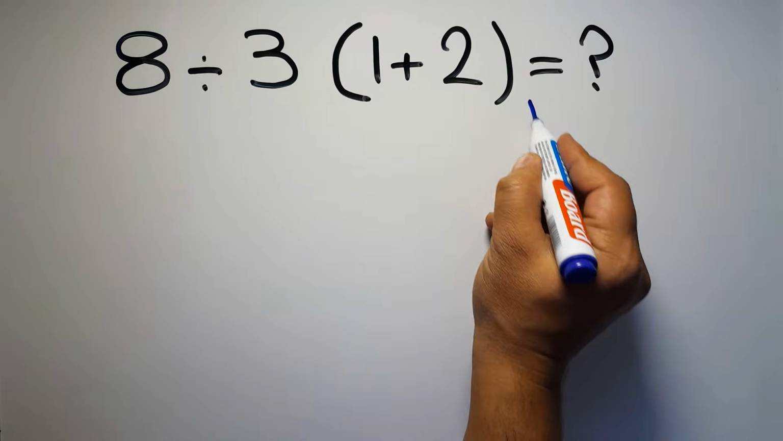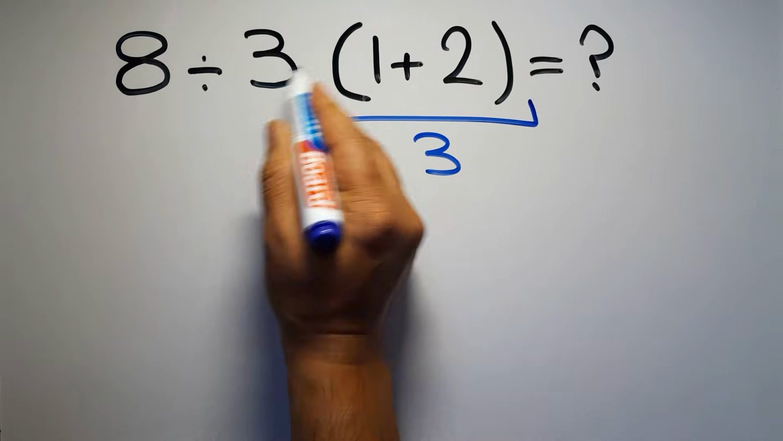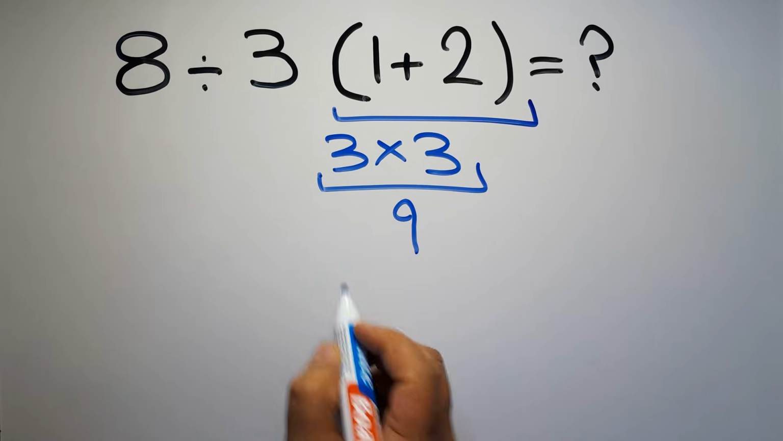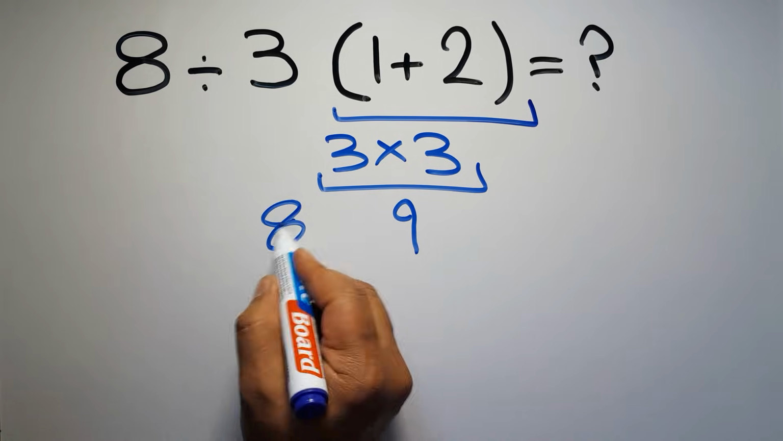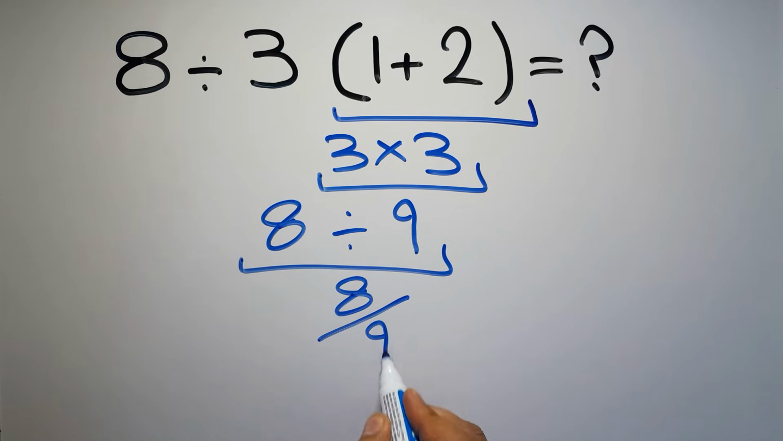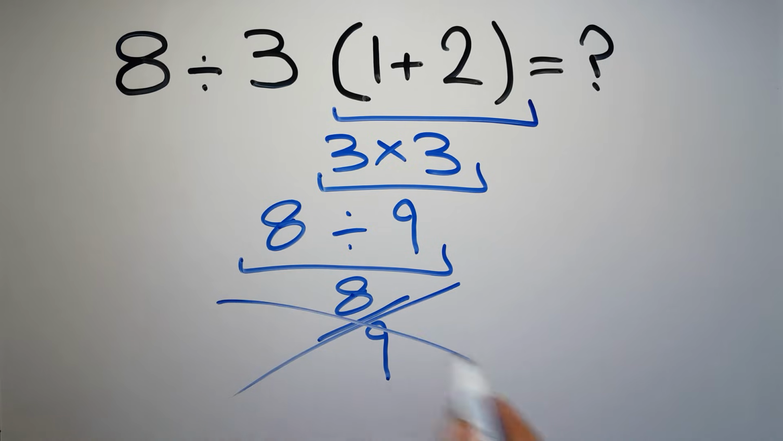1 plus 2 equals 3. And 3 times 3 gives us 9. So 8 divided by 9 can be written as 8 over 9. But this answer is not correct.